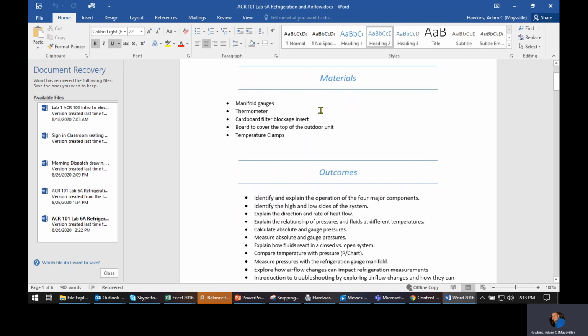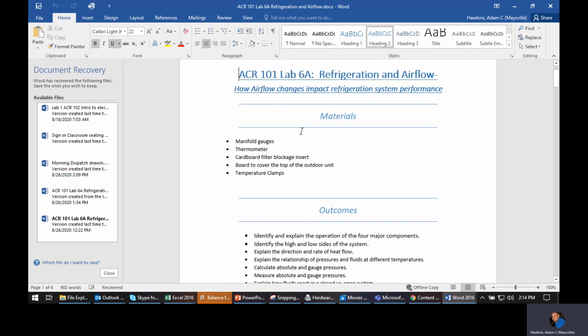But what if it's not? So this is where your troubleshooting kind of kicks in a little bit. And actually in 250, which is your cooling dehumidification class, we'll get into this a little bit more. But I just wanted to kind of build this lab that sort of introduces you to troubleshooting, at least in a controlled setting.